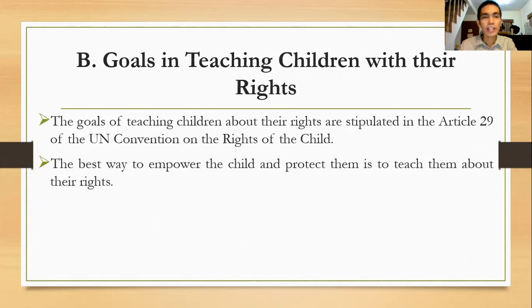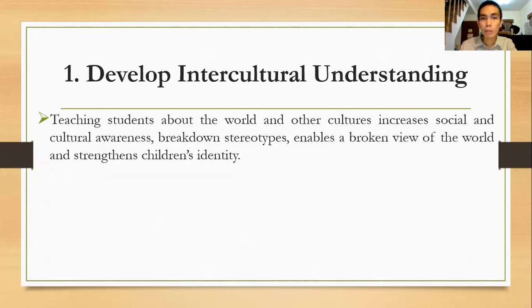Okay, all right, goals in teaching children about their rights. So, what would be the importance or the purpose why we need to teach our children their rights? Okay, the goals of teaching children about their rights are stipulated in Article 29 of the UN Convention on the Rights of the Child. The best way to empower the child and protect them is to teach them about their rights. Okay, the first goal, develop intercultural understanding. Okay, teaching students about the world and other cultures increases social and cultural awareness. Of course, it breaks down stereotypes, enables a broader view of the world, and strengthens child identity. Okay, once we teach the rights, the child will strengthen their identity.